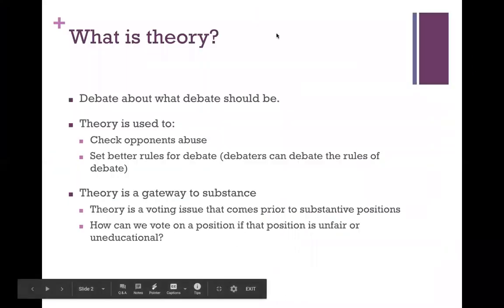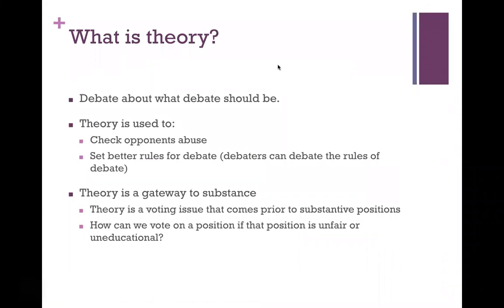Okay, there we go. First, what is theory? Theory is basically about what debate should be, or the rules of debate. Theory is used to check opponents' abuse and set better rules for debate, because debaters can indeed debate the rules of debate.